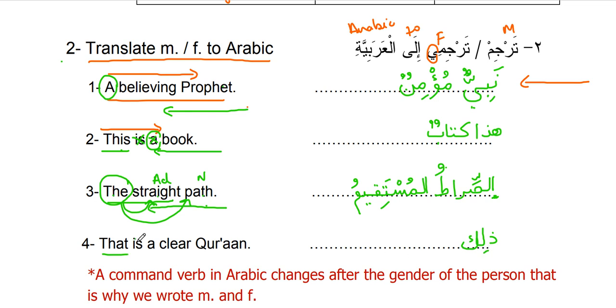Is not in Arabic. So clear. What is the word for clear? Mubinun. And as I told you, the adjective comes before the noun. Here the noun is after, and Arabic goes from right to left.